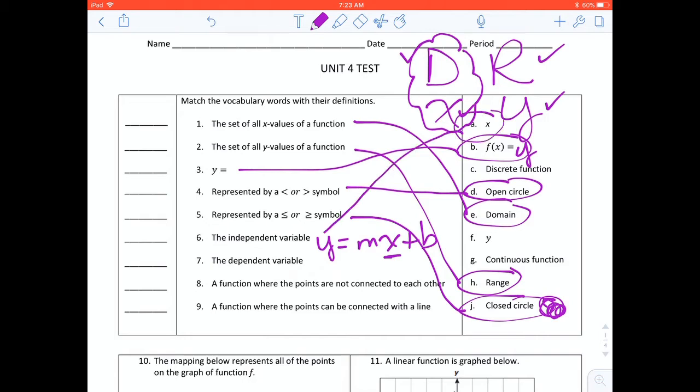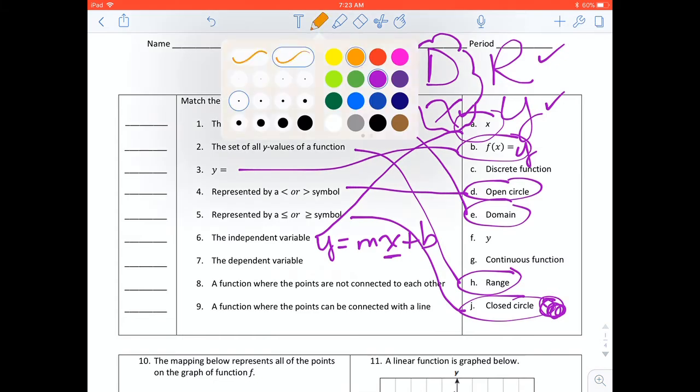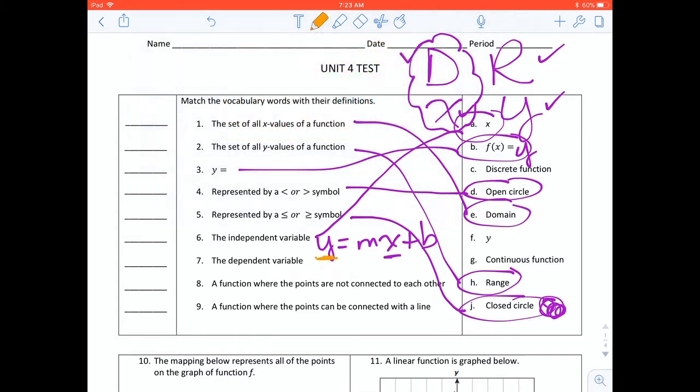A function where points are not connected, that would be discrete, or you could say disconnected would be another way of maybe remembering that. And connected would be a continuous function.